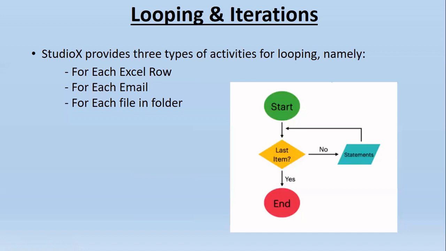Now, broadly, there could be different type of loop. In StudioX, we are only focusing on these three types: for each Excel row, for each email, and for each file and folder. But if we broadly talk about, then there are three different type of loops. One is for loop, wherein you perform certain set of actions n number of times. The other is while loop. So as the name suggests, you're going to perform that certain set of actions only until the while condition is true.